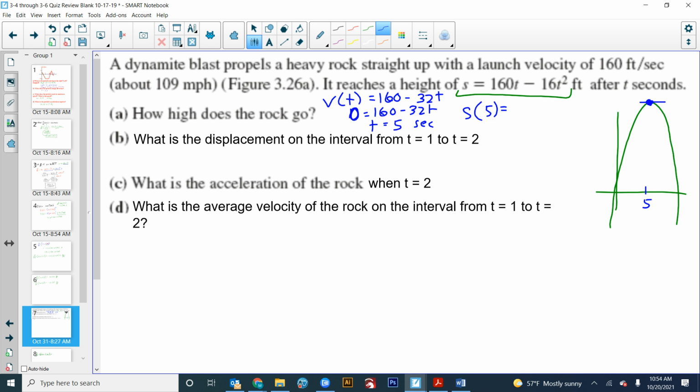Okay, people who struggle with mental math, watch. You're doing 5 times 160. What's 5 times 100? 500. What's 5 times 60? 300. 800.